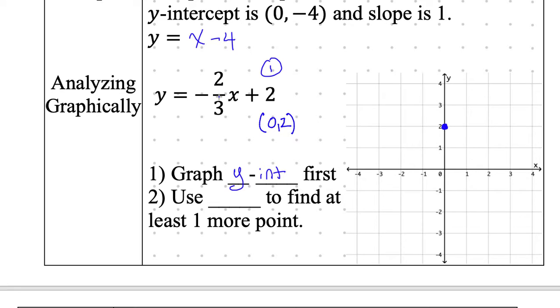And then from there, use the slope to find at least one more point. And again, I say at least one more point because you can find 2 points, 3 points, 4 points. It makes your graph slightly more accurate the more points that you have, unless you're a really, really accurate person when it comes to using your ruler. Oh yeah, by the way, you're going to need a ruler for this problem, so you might need to pause the video now and grab your ruler.